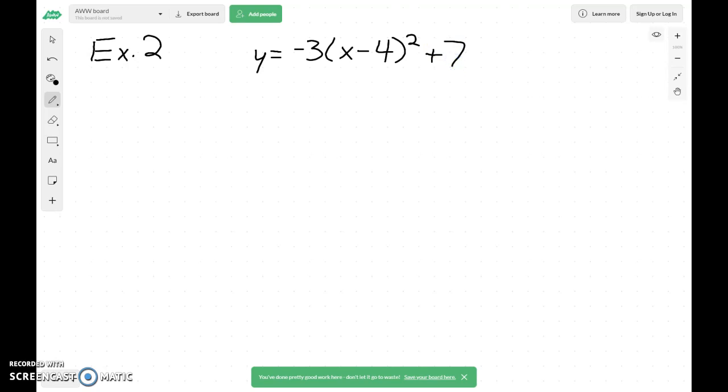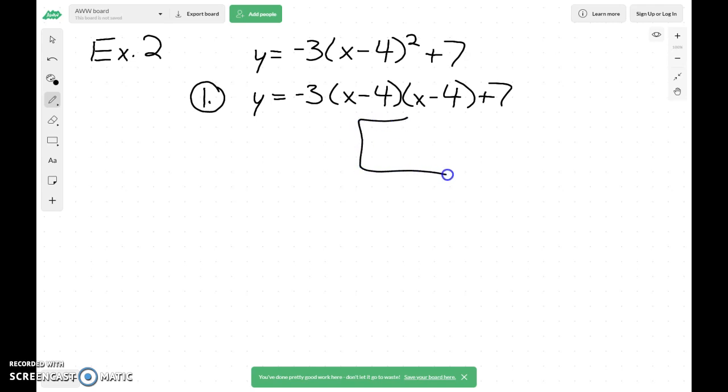All right, so the first step to working this problem, we'll start with number 1 here. The first step is going to be to separate the (x − 4)² out. So we're going to say y is equal to −3(x − 4)(x − 4). Now, for this problem, I'm actually going to switch it up, and I'm going to do the box strategy rather than the FOIL strategy. So with the box strategy, it kind of combines step 2 and step 3.